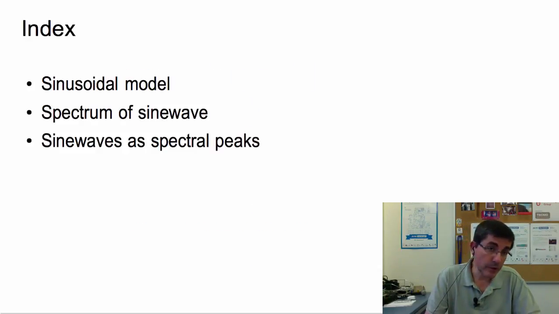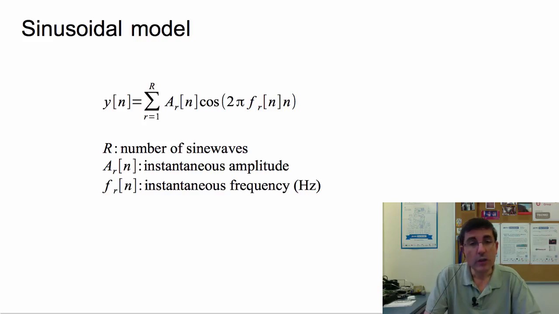We will first present the model, the sinusoidal model, and then talk about how these sinusoids can be expressed in the spectrum and how can they be identified in what we call spectral peaks. So the model is quite simple. It's just a sum of time-varying sinusoids.